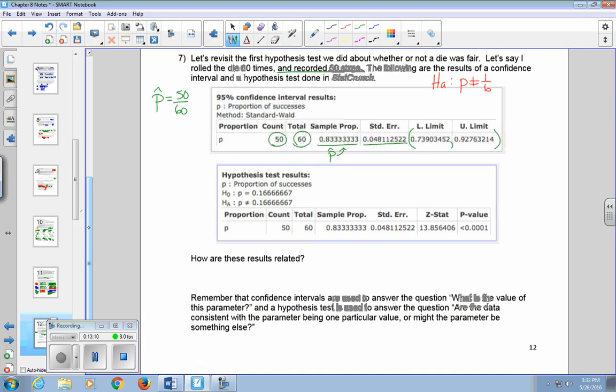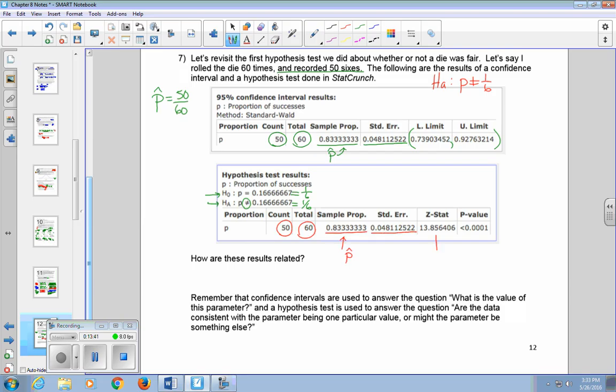And the hypothesis test results, which are also from StatCrunch, so notice that the null hypothesis and the alternative hypothesis are right here. We did need to specify that it was two-tailed, that it wasn't equal to 1/6. And that's where this number is from. 1/6 in decimal form is 0.166 repeating. We also had to tell it our sample results, so we got 50 out of 60 rolls being sixes. So it again gives us a P hat, then gives us the standard error.